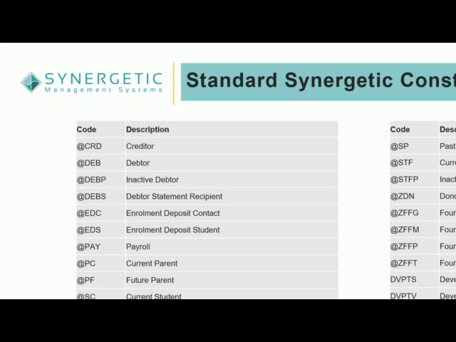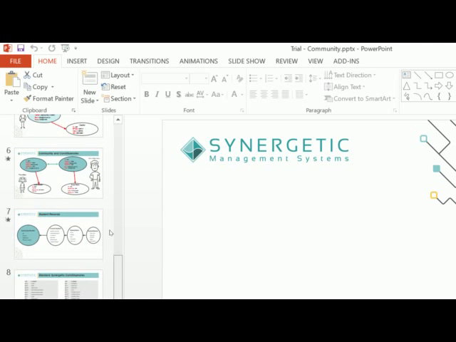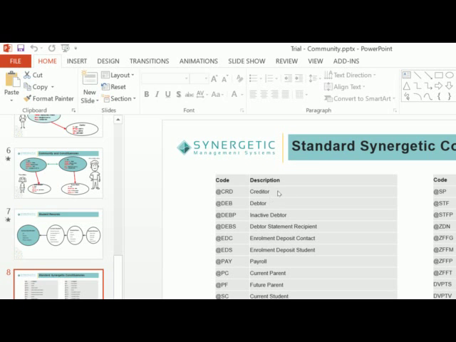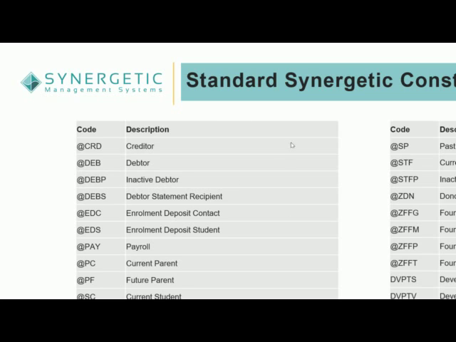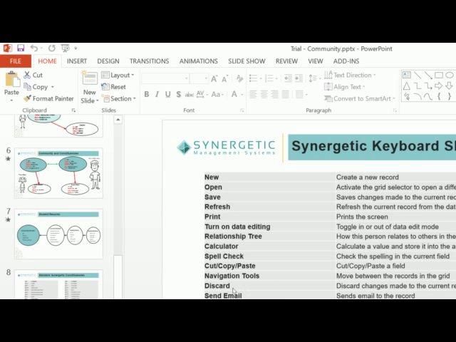The same with the ZDN too. As soon as they become a donor, then they receive the ZDN constituency. Oh, that's just some keyboard shortcuts, which are related to not just community but across the board. So that's all in the workbook too. Okay. All right. So we'll log back into Synergetic.